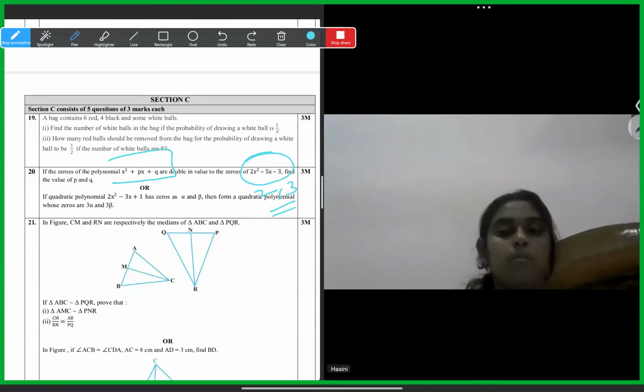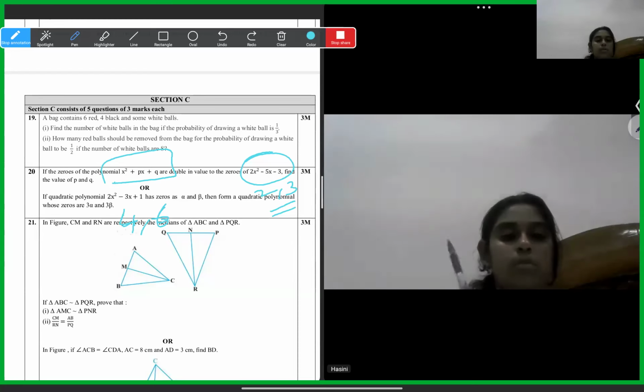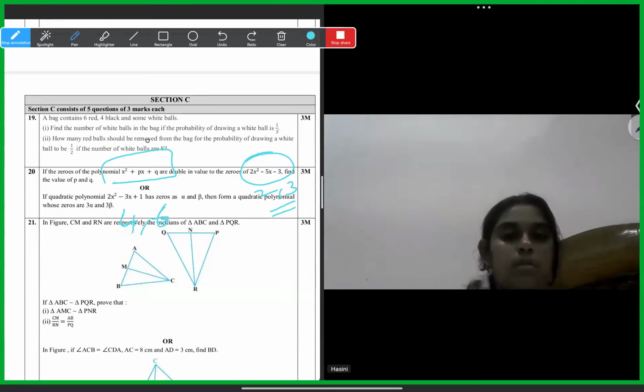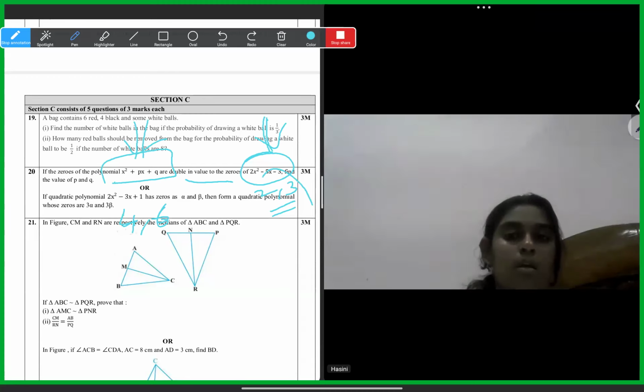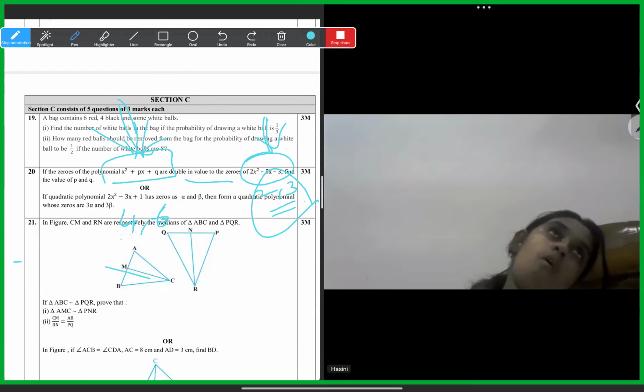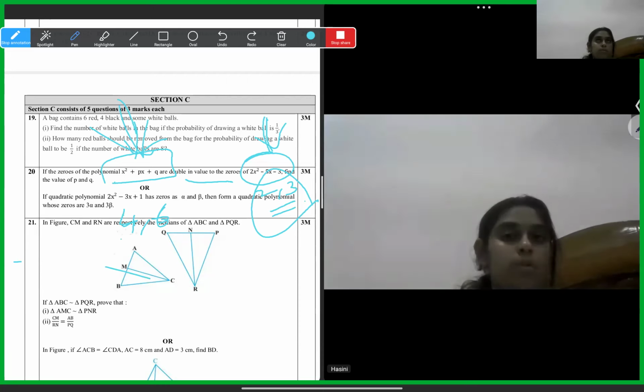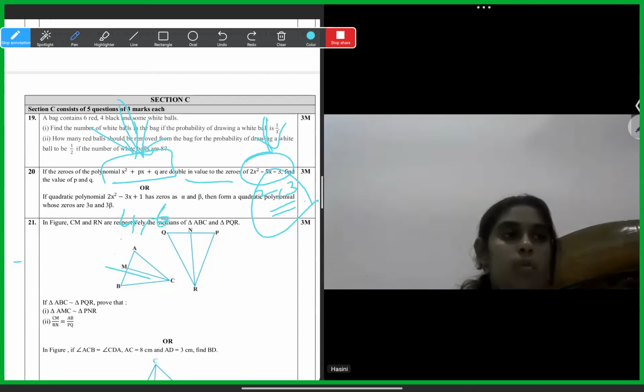So for this, what will it become, Hasni? 4 comma 6, because they said the zeros of this polynomial are double of this. Suppose this particular polynomial has 2 comma 3. This polynomial will become double of that, meaning 2 plus 2 is 4, 3 plus 3 is 6. That is the situation happening here.